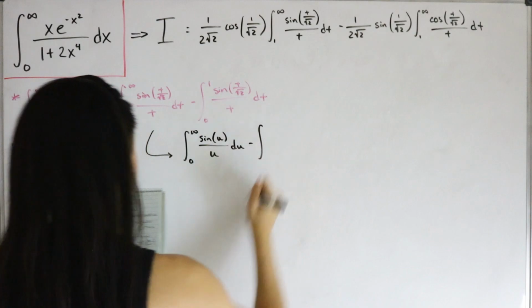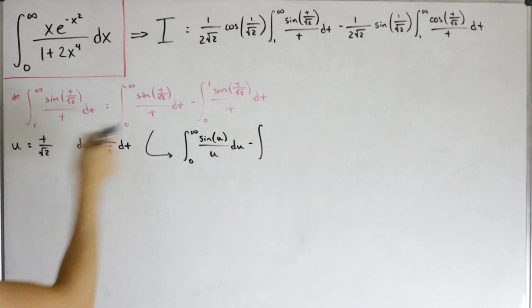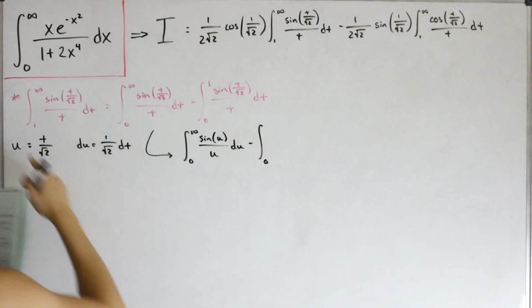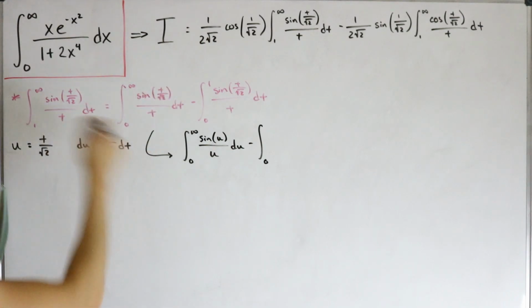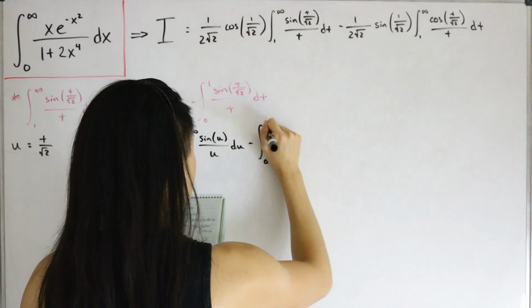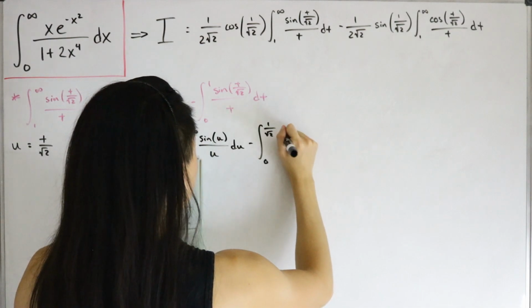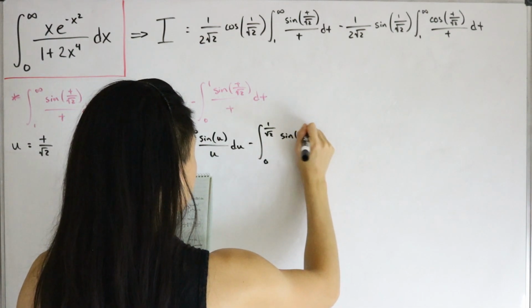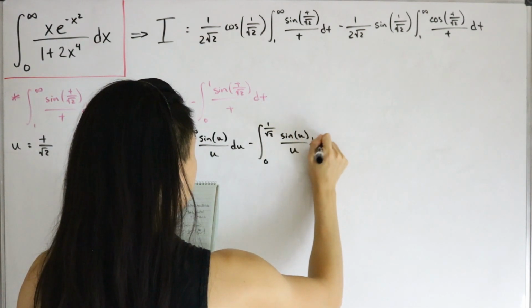Okay, so now let's perform the same thing for this one. This is essentially the same thing. So 0 is going to be on the bottom, and for our upper bound, if I plug in 1, I have 1 divided by the square root of 2. And then it's just the same thing: sine of u divided by u, du.